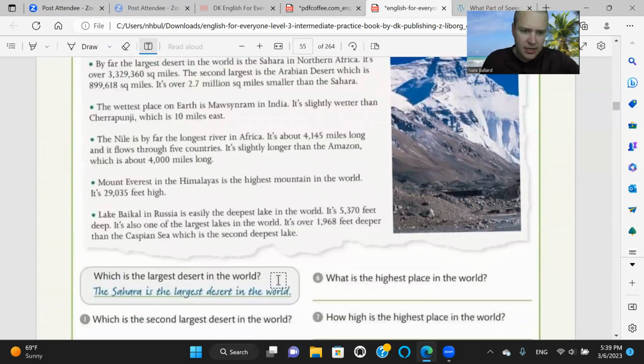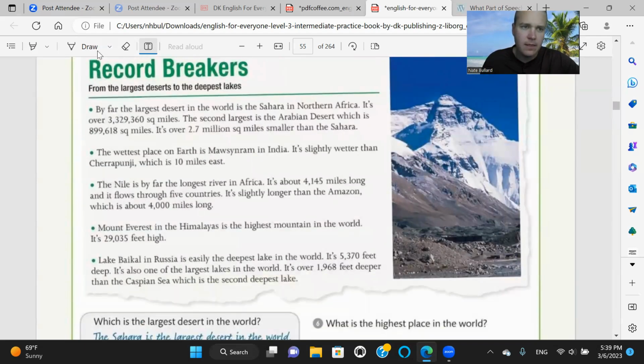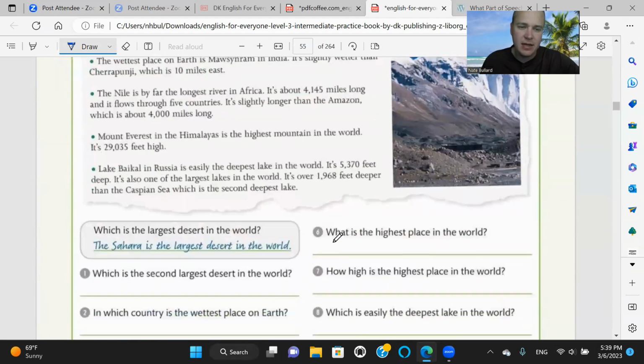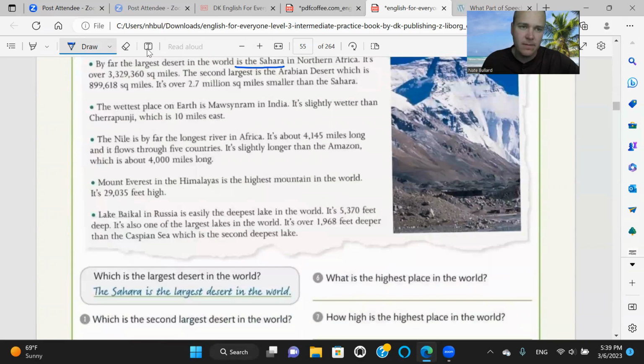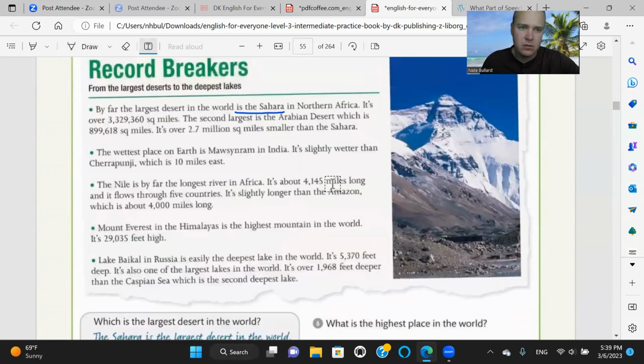Which is the largest desert in the world? The Sahara is the largest desert in the world. ¿Por qué? Porque dice aquí, by far the largest desert in the world is the Sahara in northern Africa. Which is the second largest desert in the world? The second largest is the Arabian Desert.